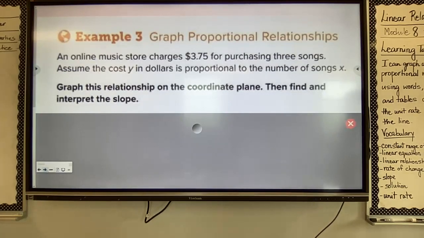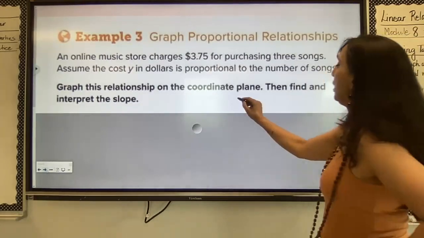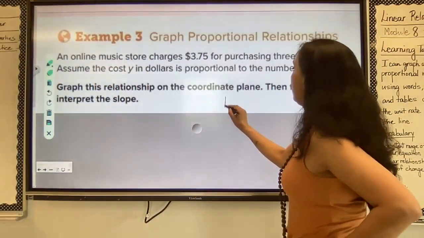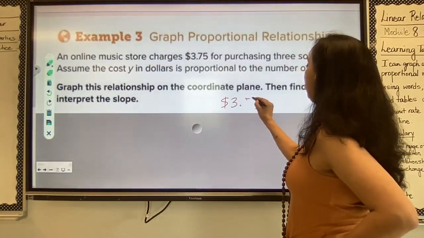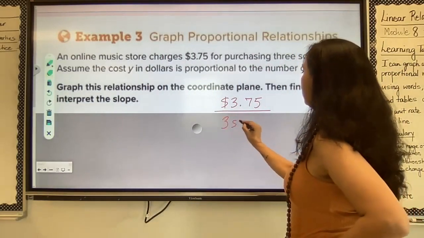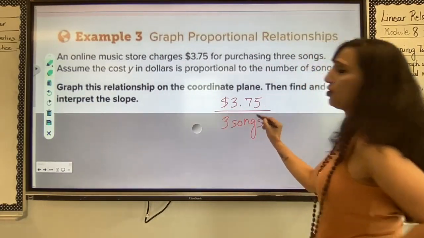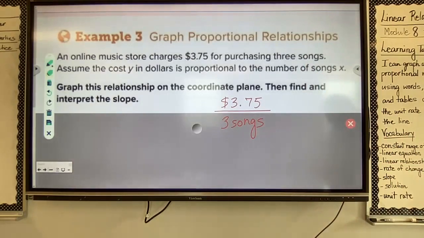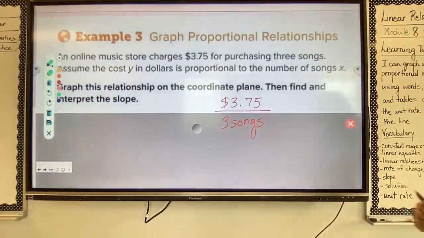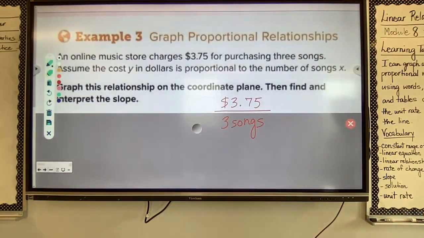So we have $3.75 for how many songs? For 3 songs. For 3 songs, it is $3.75. All right. So we are going to write it as a fraction first, obviously $3.75 for 3 songs, and then I am going to change this to a unit rate.